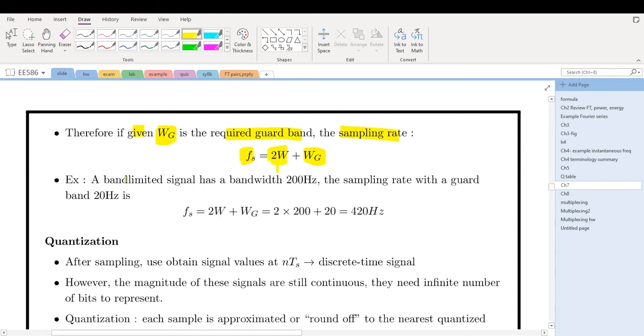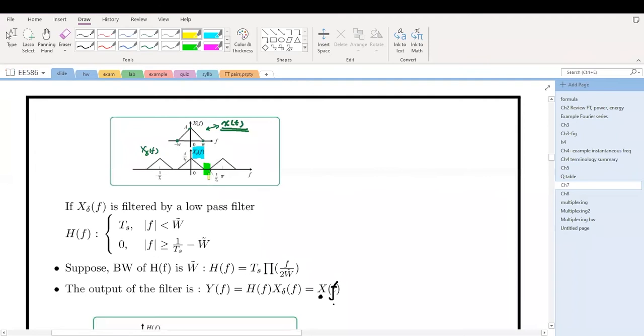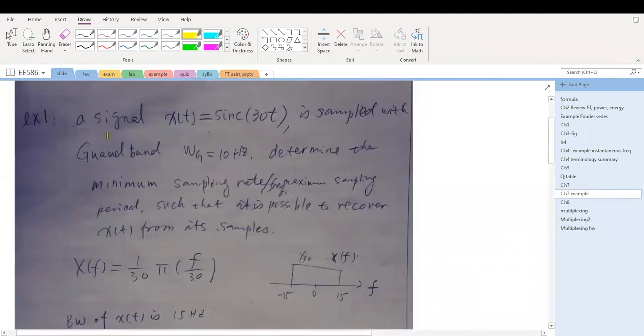Let's look at this example. A band-limited signal has a bandwidth of 200 Hz. The sampling rate with guardband 20 Hz is 2W plus WG. WG is the guardband, that's 20 Hz, and double of this 200 Hz, that's 420 Hz. So this is the sampling rate. We're going to sample this signal with the guardband 20 Hz here. In this case, the distance of this highlighted area is 20 Hz. That's the guardband. Now let's look at another example here.